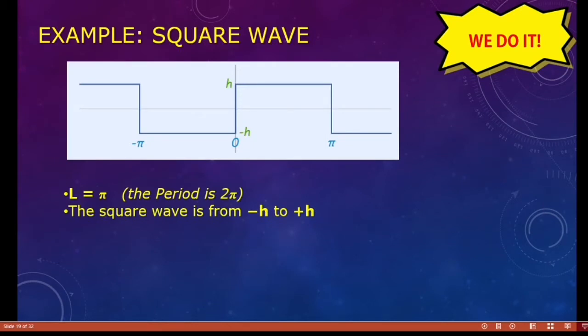Saan ba galing yung equation kanina? So, we have here the square wave. And L is equal to pi. So, this one, it is equal to pi. The period is 2 pi. So, it means, kung 2 pi na siya, it means 2L rin. The square wave is from negative h to h.